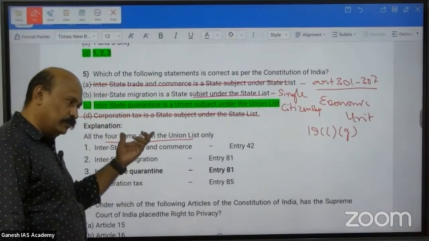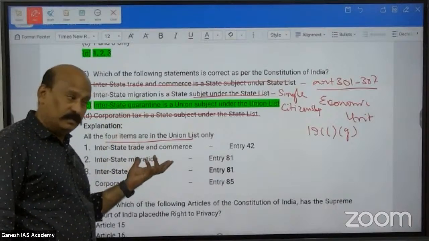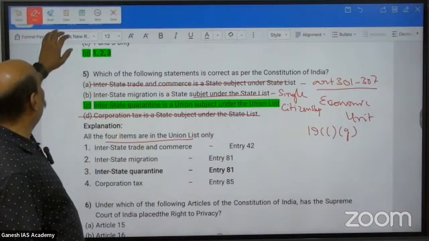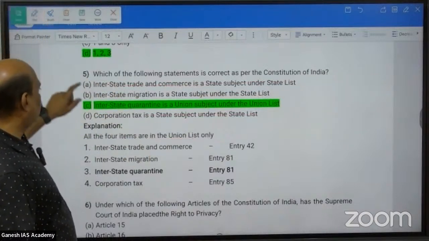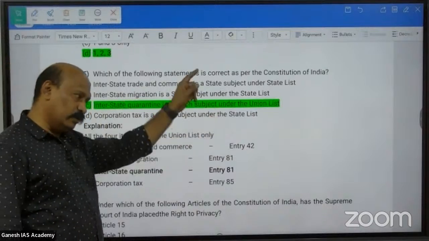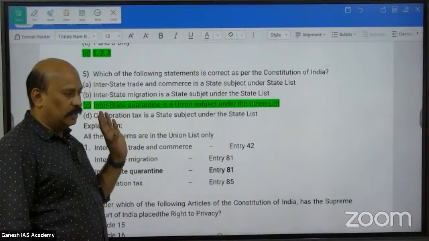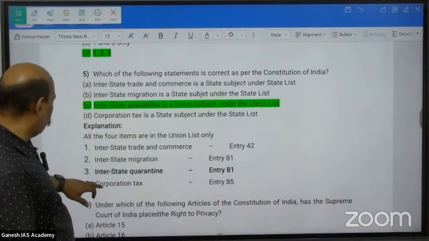You need not have to have, so this is a way you can eliminate. It's a way you could have eliminated as well. So the answer here is, all the 4 are in the union list, and so only C is right because all the 3 are talking about state list. So answer is C. Fine. Coming to the next question.